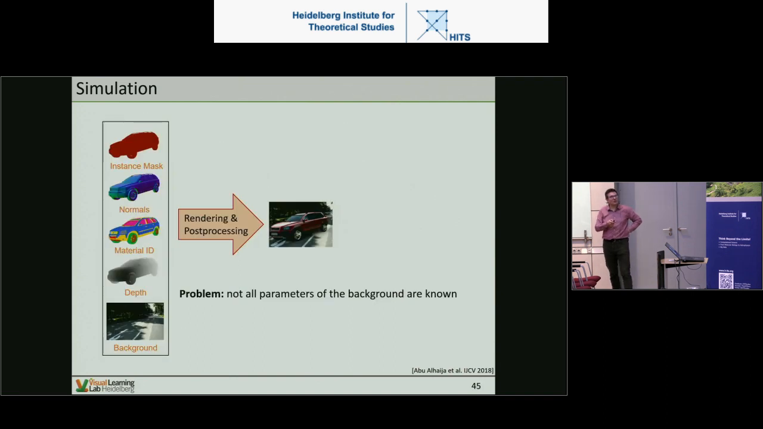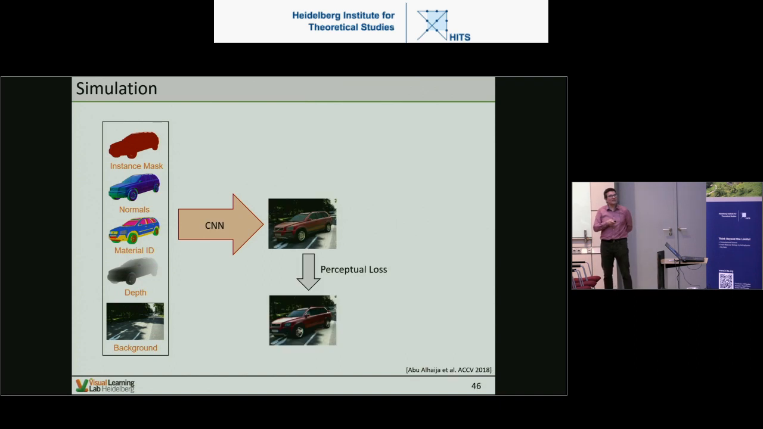The latest thing we do is to overcome a problem that typically with the background you don't have all the information. You only have, for instance, you don't have all the lighting information, no 3D. So we currently replace this whole graphics with a convolutional neural network to render cars completely, even with shadow and everything. And now it's interesting because you have two losses.